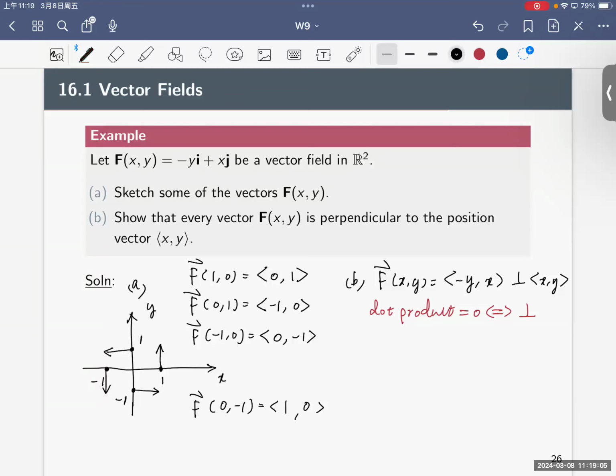So I just need to dot these 2: -y, x dotted with x, y. This is equal to -xy plus xy. See, it is exactly equal to 0. So if the dot product is equal to 0, that means every vector at the point x, y is perpendicular to the position vector.